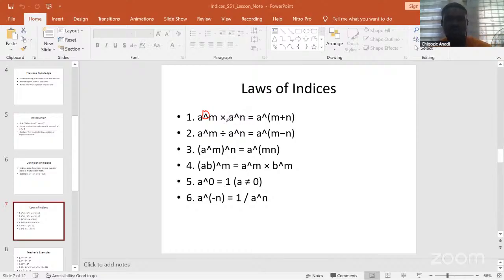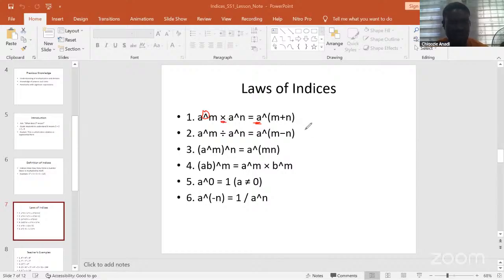The first rule says that when you have the same base, which is this a, you're going to add the powers together. So when you have the same base multiplying themselves, when you have a raised to the power n multiplied by a raised to the power n, just know that you're going to add those powers together.